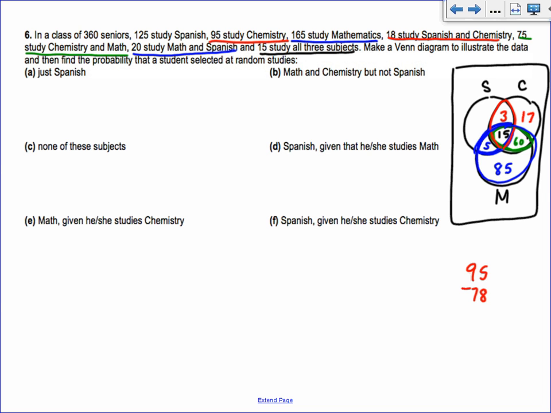And then the last little bit, I have 3, 15, and 5 already in the Spanish. That's making a total of 23. I want a total of 125. So I need 102 in Spanish only.